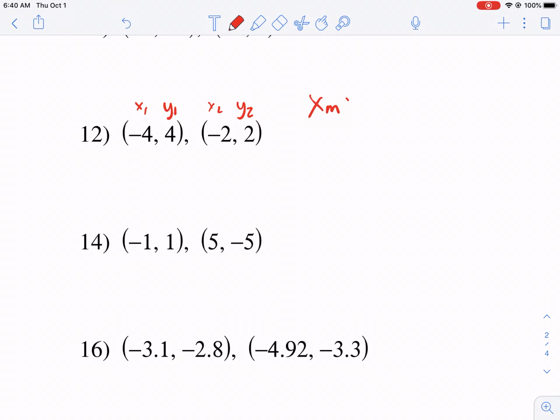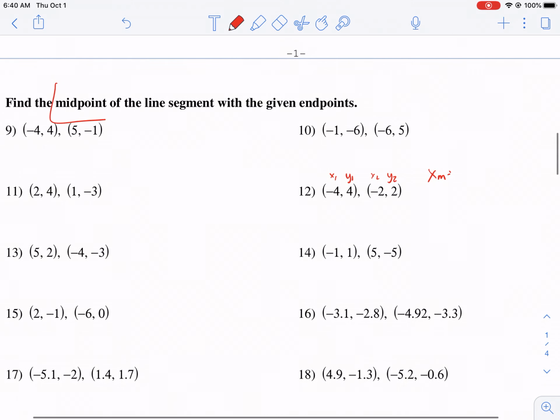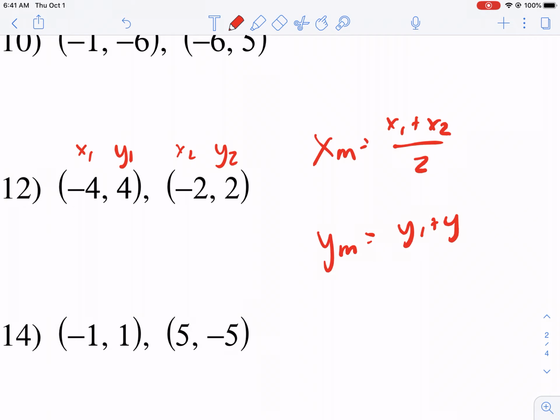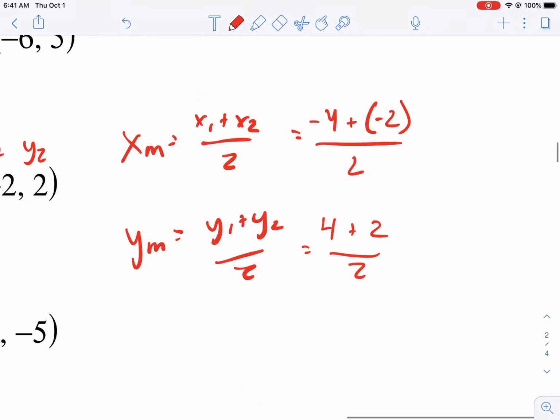Our xm is going to be equal to, because we're looking for the midpoint, so we're looking for xm and ym. They are unknown. So we label x1, y1, x2, y2. xm equals x1 plus x2 divided by 2. ym equals y1 plus y2 divided by 2. Our x1s are -4 plus, I like to put this in parentheses, -2 divided by 2. Then we have our y1, 4 plus 2 divided by 2.